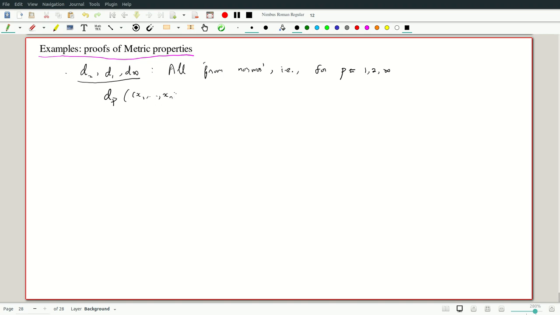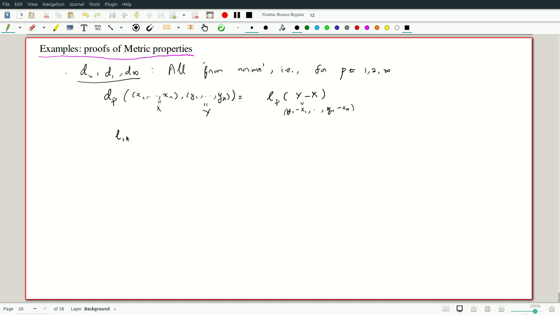If I have dp of x1, x2, up to xn and y1, y2, up to yn, they can be written in terms of vector operations. I look at the difference between these two vectors. If I call this vector x and this y, this is going to be Lp of y minus x, or x minus y, it doesn't matter because these things will be symmetric. So this is y1 minus x1, and so on up to yn minus xn, where the three cases have the following values for p.